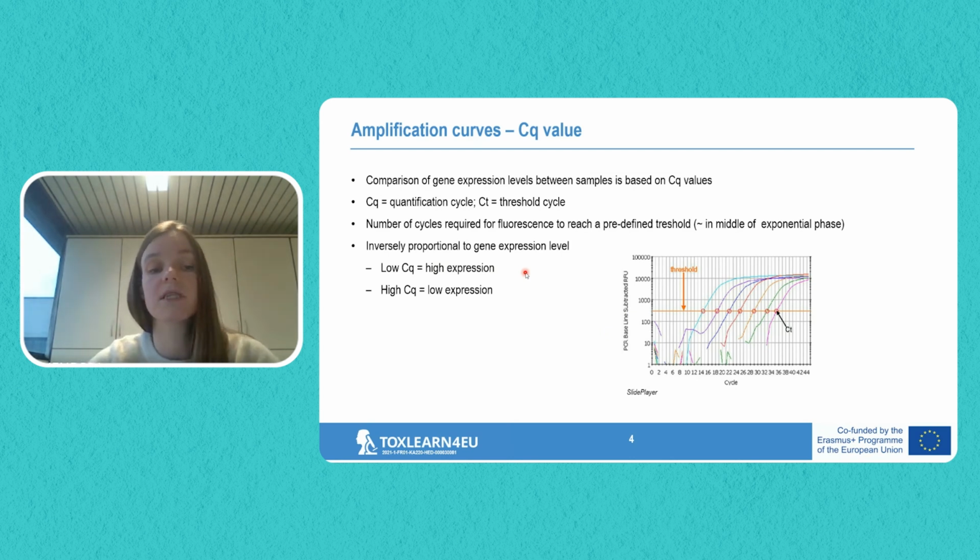And the reason for this is that a sample with a high expression of the gene of interest will already have a higher number of mRNA copies, hence also a higher number of cDNA copies of this specific gene. And as a result, fewer amplification cycles are required to reach the same amount of DNA or the same amount of fluorescence.